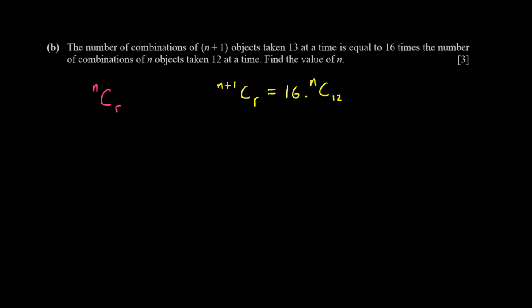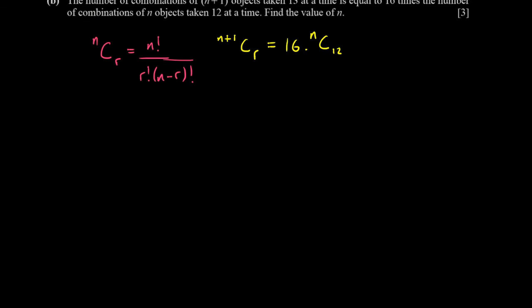The second thing you need to know is the formula for nCr. The formula for nCr is n factorial over r factorial times n minus r factorial. That's the formula. So what you need to do is substitute these values into this formula here. So I'm going to go down.